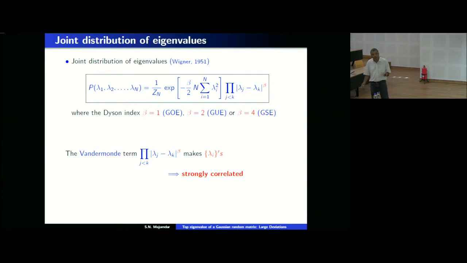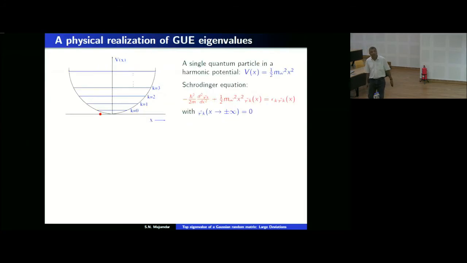So I want to look at just n free fermions in a harmonic trap. But before that, since it's pedagogical, let me remind you of a class 10 quantum mechanics course. This will be a physical realization of GUE eigenvalues. So imagine that you have just a single particle, quantum mechanics, in one dimension, in a potential (1/2) m omega squared x squared. And I want to solve this Schrodinger equation, right?